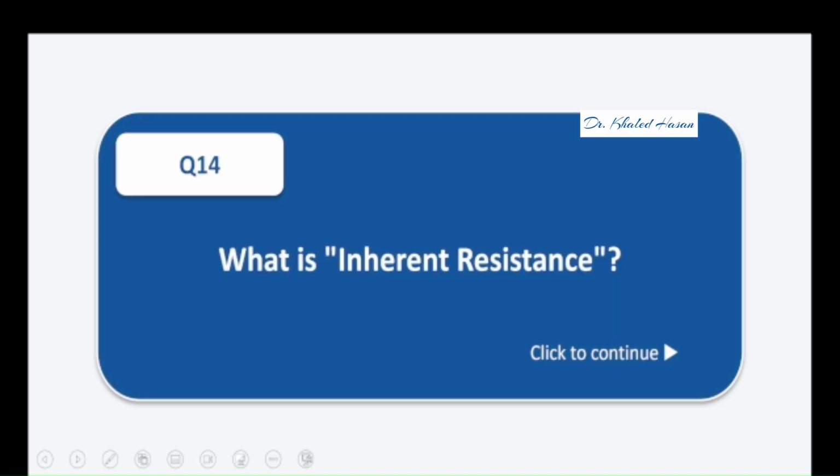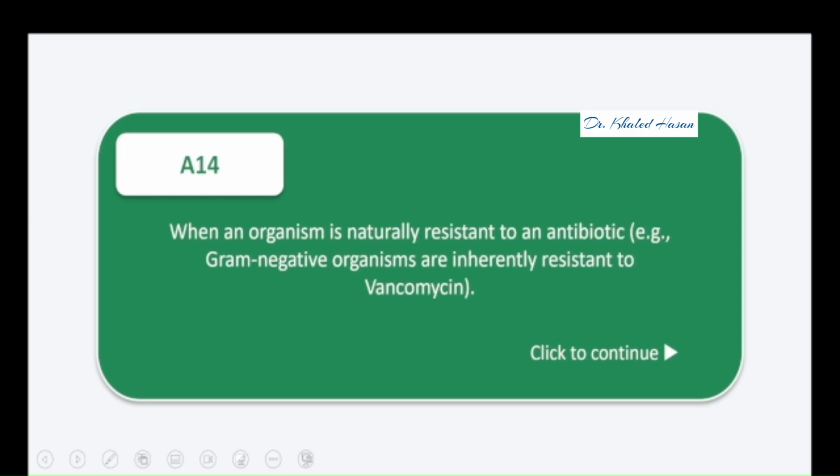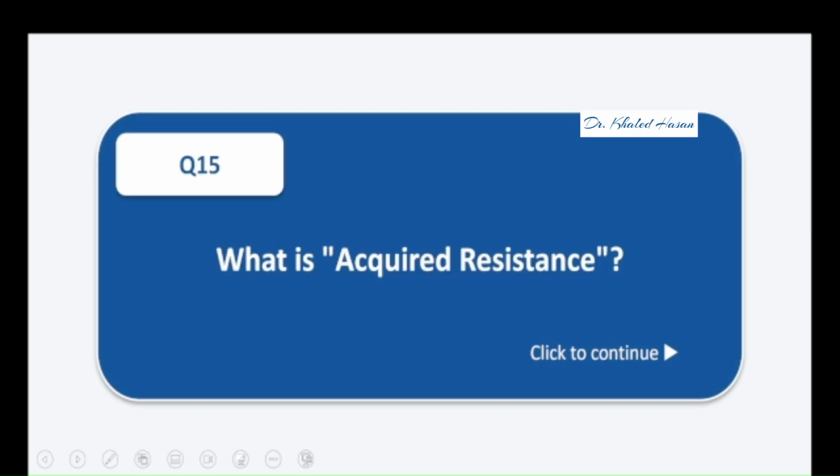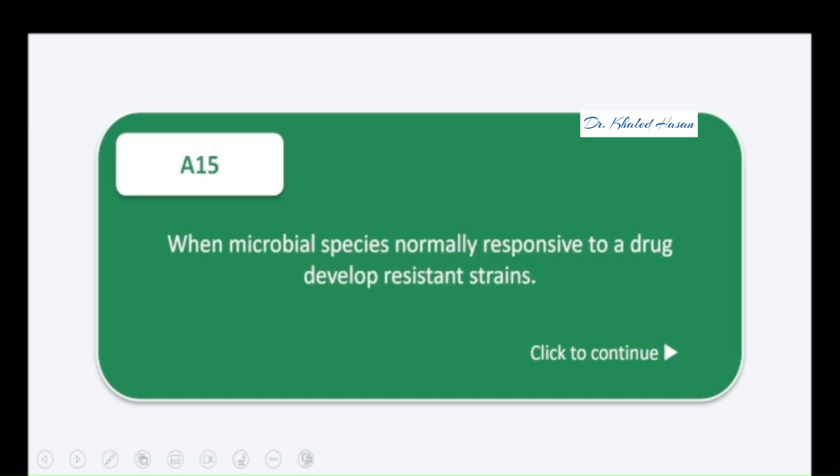What is inherent resistance? It means when an organism is naturally resistant to the antibiotic. Example, gram-negative organisms are inherently resistant to vancomycin. What is acquired resistance? Acquired resistance means when the microbial species normally responds to a drug, but developed resistant strains.